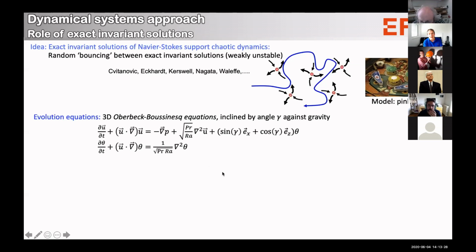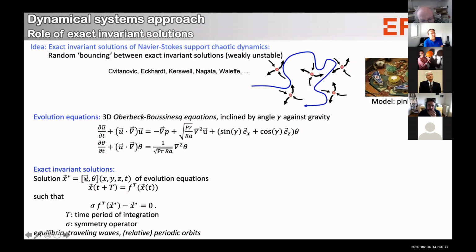And an invariant solution now is a solution X for the velocity and temperature field as a function of space and time, such that the evolution after some time capital T gets back to the original point. So the flow after some time T, some period T, looks exactly the same as it looks like now. Maybe up to a symmetry operation. So the nice thing about this definition is you can now express equilibria there, it doesn't matter what this period is, but you can also have periodic solutions, time periodic solutions, where you have to solve for this period.